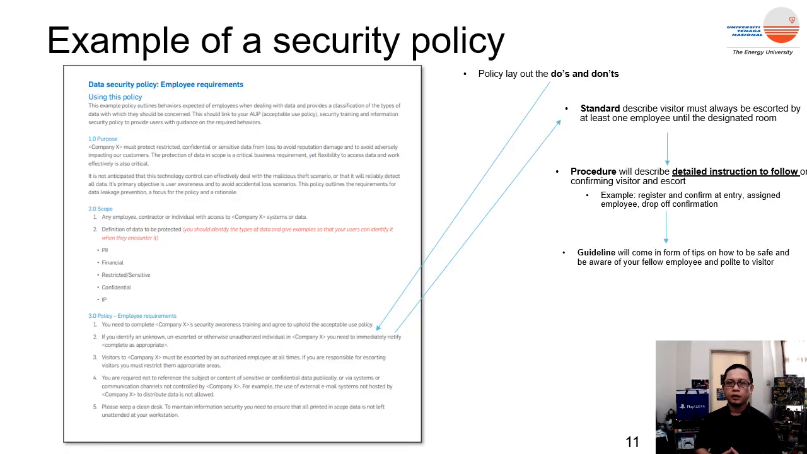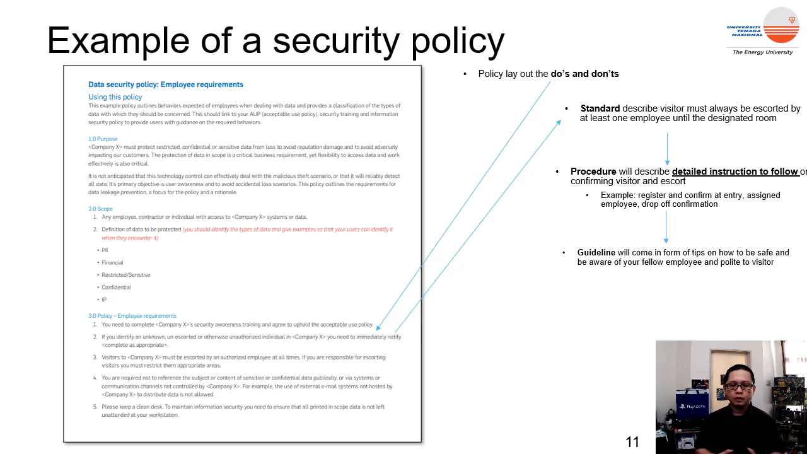So let's look again at the example of the policy previously. In this example, you can see that the policy lays out the do's and don'ts: what can be done, what cannot be done. And from the policy, there's a set of standards. For example, the standard describes that a visitor must always be escorted by at least one employee until the designated room. And then the procedure will describe the detailed instructions to follow in order to confirm the visitor escort has indeed performed the task. For example, register and confirm at the entry, assign the employee, and then drop off the visitor at the drop-off point.